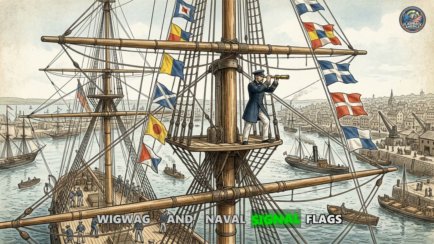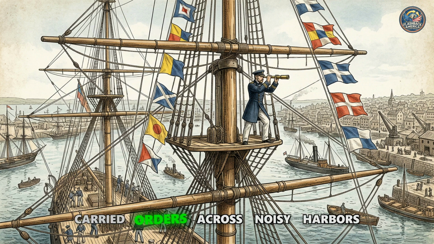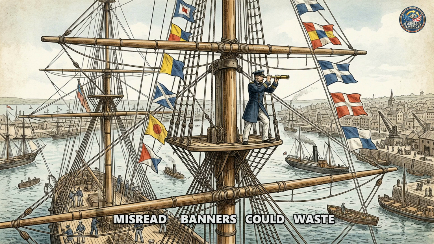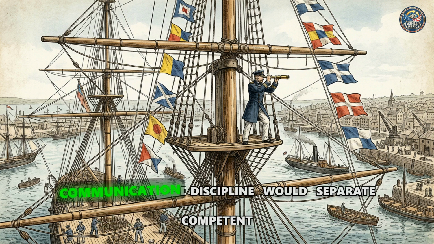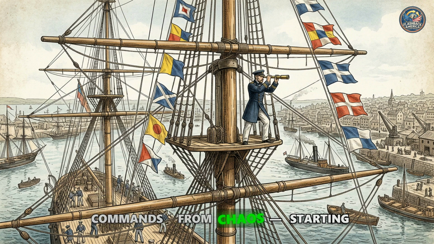Wigwag and naval signal flags carried orders across noisy harbors. Misread banners could waste ammunition or friendly lives. Communication discipline would separate competent commands from chaos, starting with the first harbor exchange of fire.